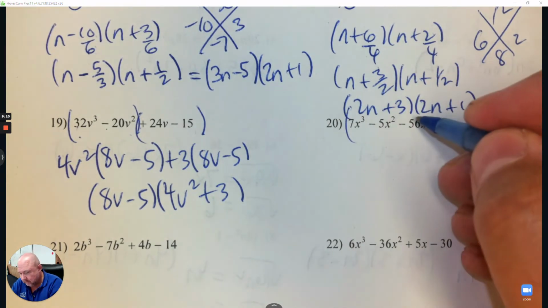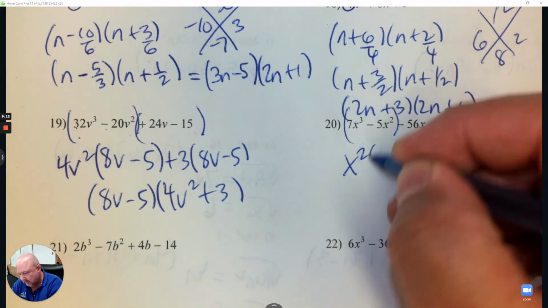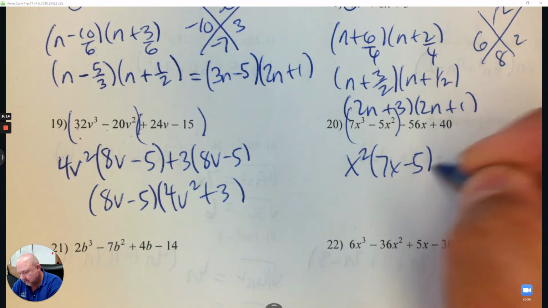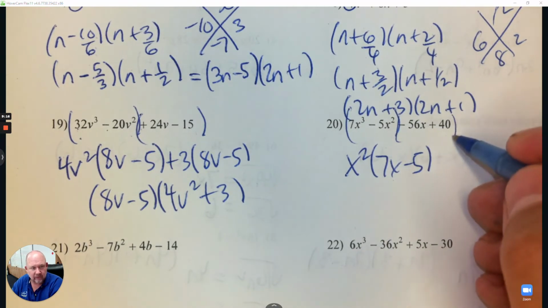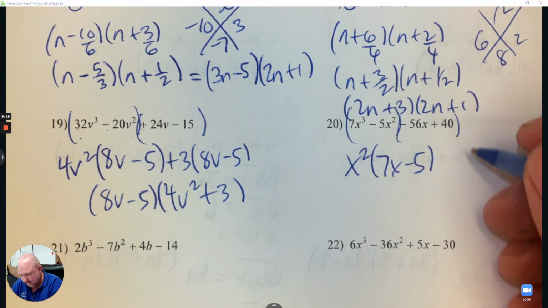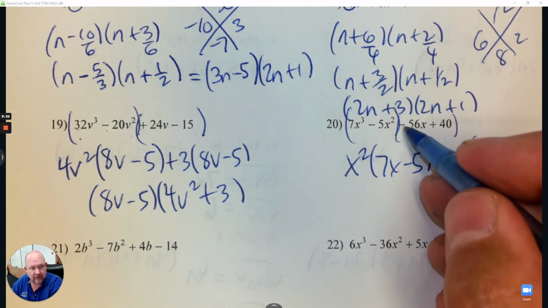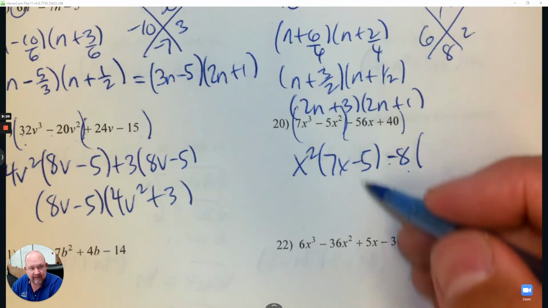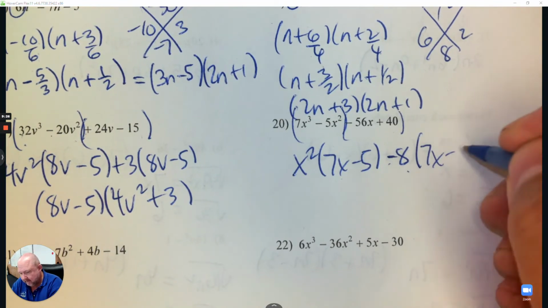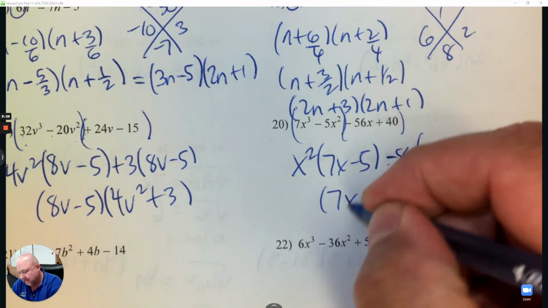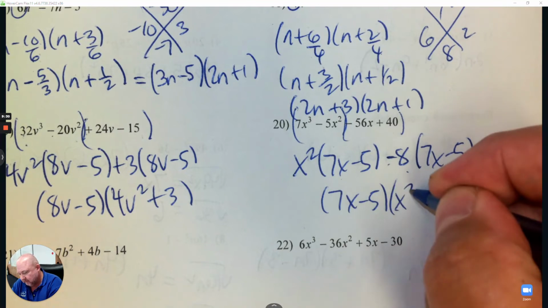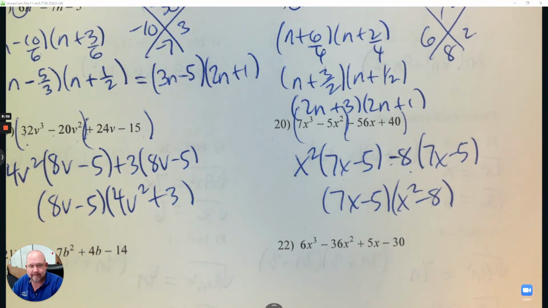Again, 4 terms. Look at the first 2, x squared and divide. Look at the last 2. What number goes into both? That's 8. That's the largest one. And I'm going to go negative 8 because the third term is negative. And then divide, and you get 7x minus 5. The factor that matches, and then what's in front of each factor.